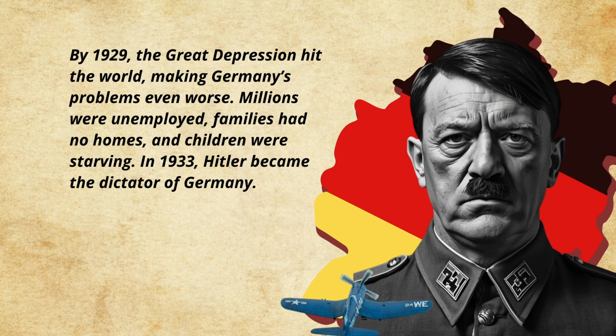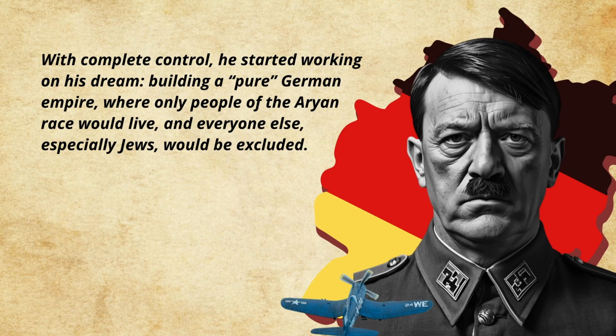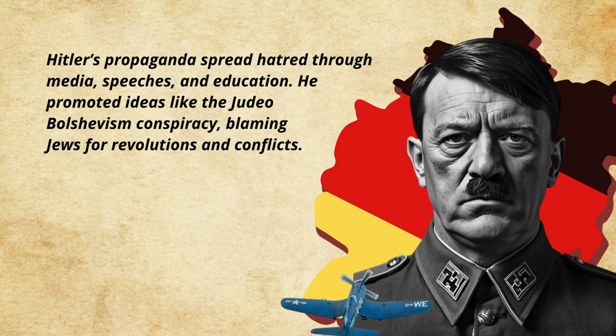In 1933, Hitler became the dictator of Germany. With complete control, he started working on his dream, building a pure German empire, where only people of the Aryan race would live and everyone else, especially Jews, would be excluded. Hitler's propaganda spread hatred through media, speeches, and education. He promoted ideas like the Judeo-Bolshevism conspiracy, blaming Jews for revolutions and conflicts.